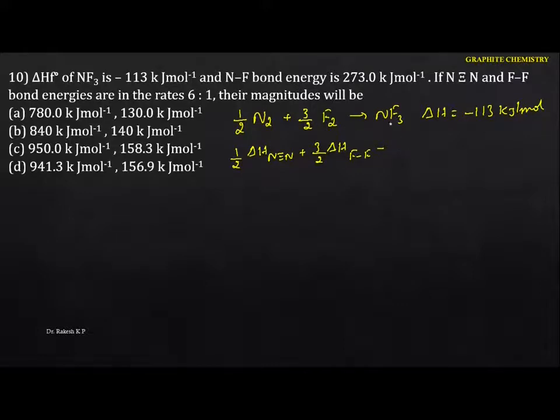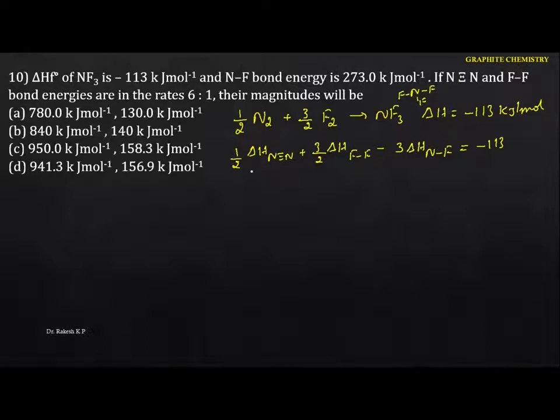You just identify this one. How many NF bonds can we identify? The 3 NF. So I am going to write 3 into delta H of nitrogen to fluorine. What is the value we have here? That is minus 113 kilojoule per mole. Why do I have to write the 3? Because if I write the structure of this one here, we can identify the 3 NF bonds. Because of that we are going to write this 3.